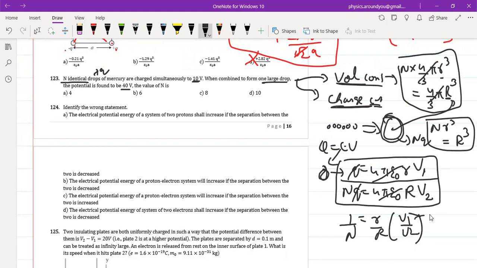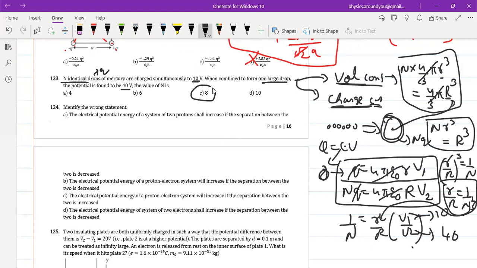V1 by V2 is given. V1 is 10, V2 is, I guess, 40. And the r by R ratio, where will I get it? The r by R ratio is over here. So what I can do is, r by R whole cube, I can write as 1 by n. So r by R should be equal to 1 by n power 1 by 3. So I have the equation in n's, and I have the equation in voltages V1 and V2 given. So from this, I can find the value of n. The value of n, if you put in the numbers, it is option C, 8.